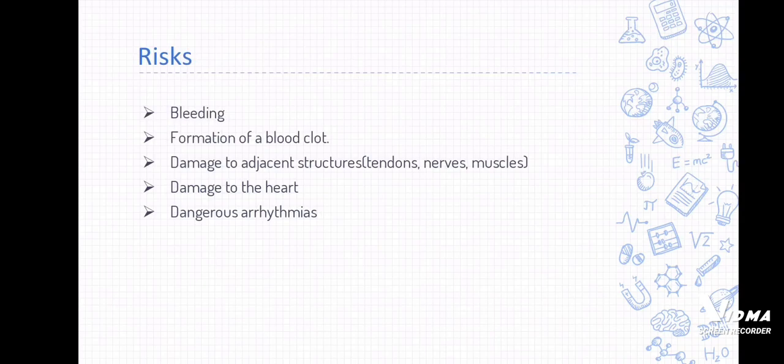Risks: when it is implanted, it can lead to bleeding or formation of a blood clot where it is placed, or damage to the adjacent structures such as tendons, nerves, and muscles present in the area. It can also cause dangerous arrhythmia, where it produces irregular heartbeats.